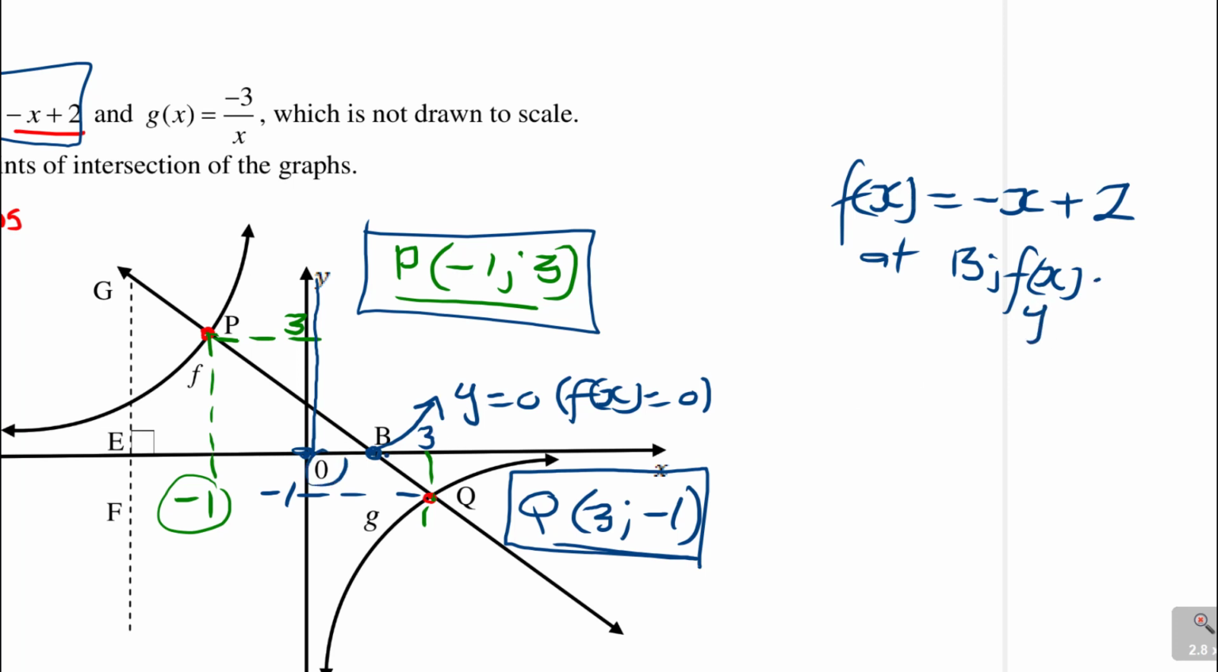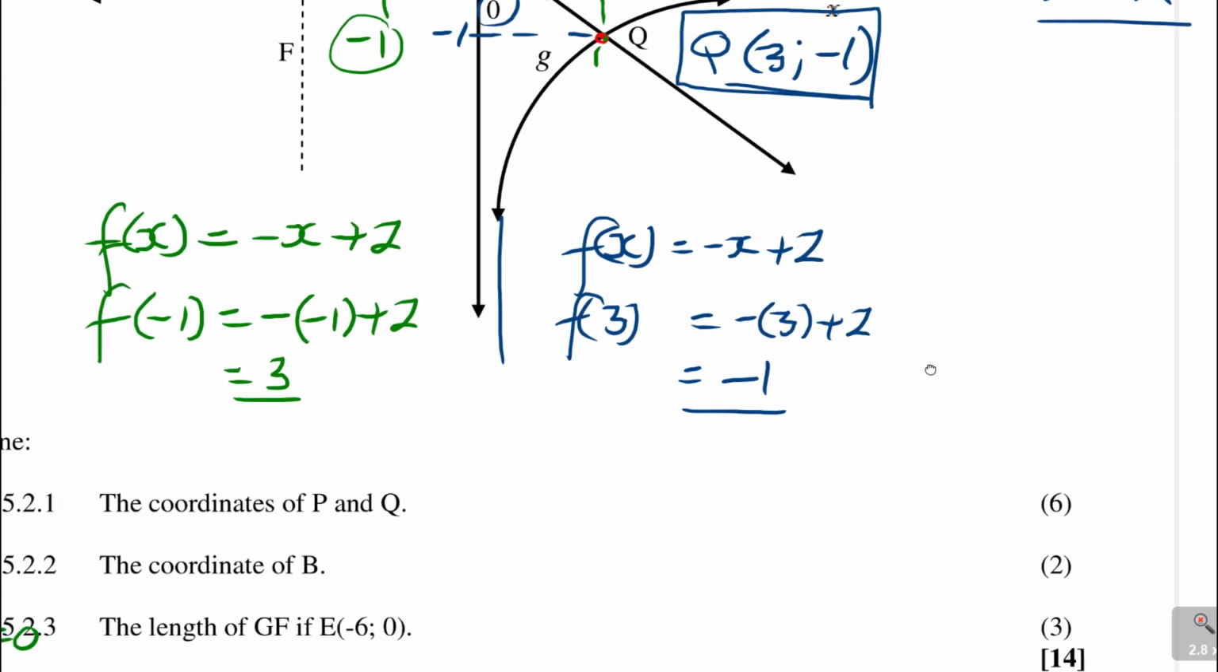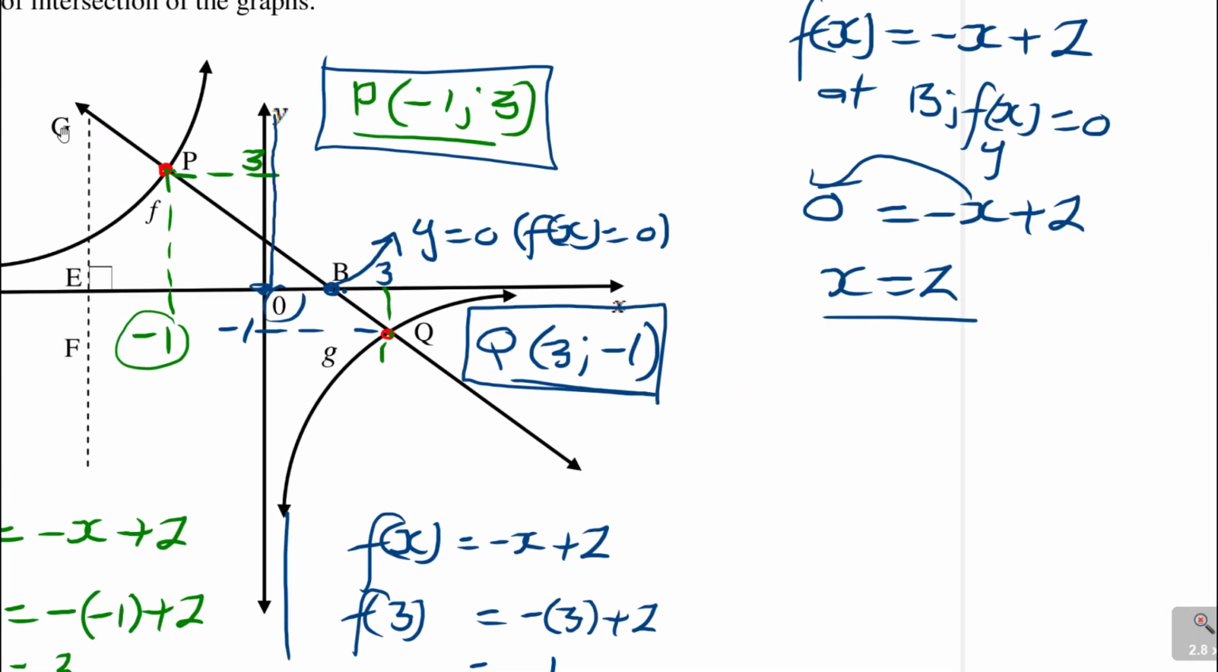So what you do here, you come and say 0 is negative x plus 2. Then you solve for x. Take negative x to the other side, it will become positive. X is equal to 2. Then the question was the coordinates of what? Of B. So you write it in coordinate form. Then you say B is, the x coordinate is 2. Remember the y coordinate is 0. That's why it was like that.